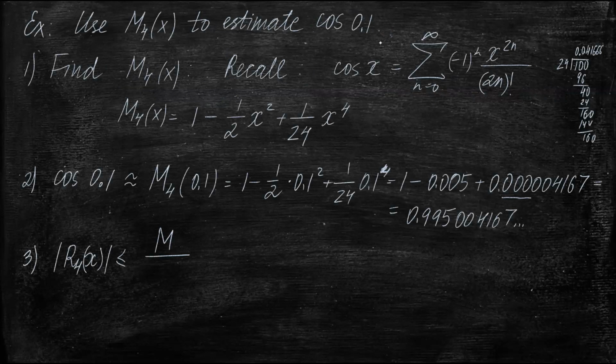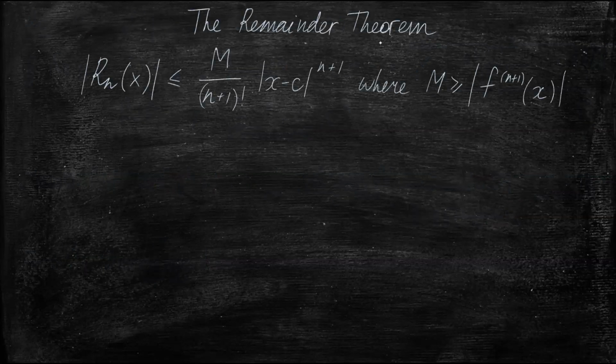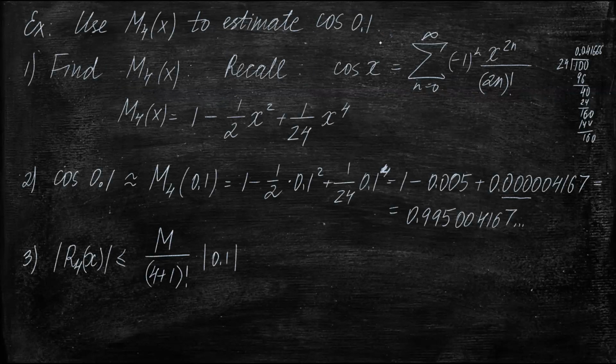So here we're going to do n plus 1 factorial, it's 4 plus 1 factorial. And here we're going to put x minus c, so c is equal to 0. So we're going to put x here. But since we're evaluating the function around 0.1, the largest x gets is 0.1. So here we put 0.1 to the power n plus 1, which is 5. So M here, and I guess we'll continue working with this inequality, but what is M?